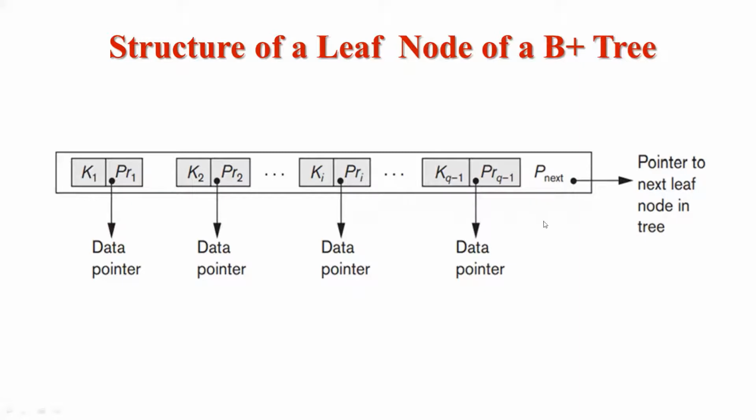And also in every leaf node of a B plus tree, you'll be having a link called pnext, which is a pointer pointing to the next leaf node of the B plus tree. In this way, all the leaf nodes of a B plus tree are connected together like a linked list, and that helps you to provide ordered access to the records of the database on the disk.